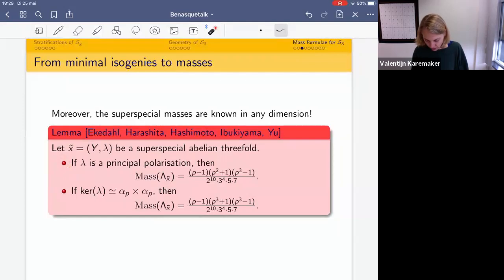And here we should note that lambda x really is the set of all isomorphism classes of superspecial abelian varieties with the same kernel of polarization. So there's only one such lambda x for this particular principal polarization. And similarly, if the kernel of polarization is alpha p times alpha p, then there's again only one central leaf, and we know what its mass is.